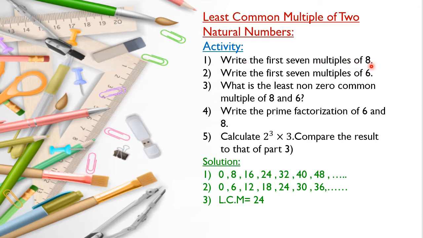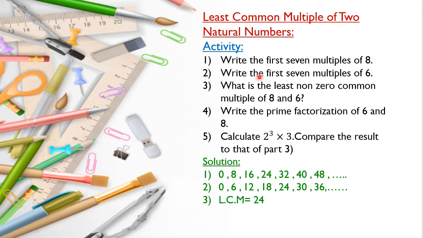Of course, you know how to write the multiples of 8. Here are the multiples of 8. We start by 0, then 8, which is 8 times 1, 16, which is 8 times 2, 24, which is 8 times 3, 32, which is 8 times 4, 40, which is 8 times 5, and 48 finally, which is 8 times 6. Here are the first 7 multiples.